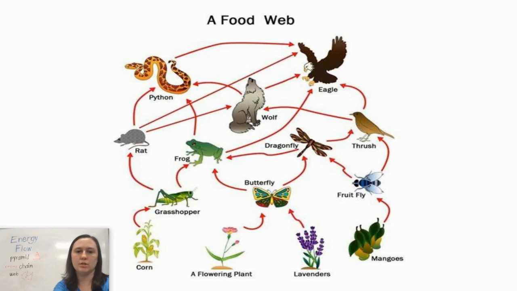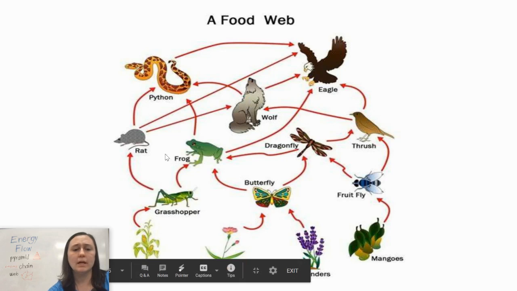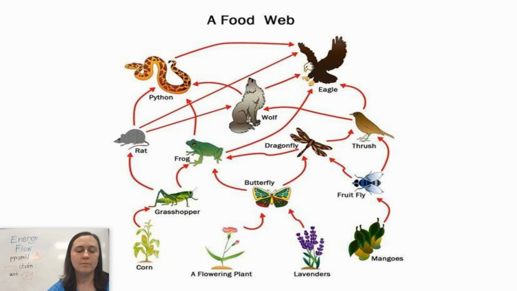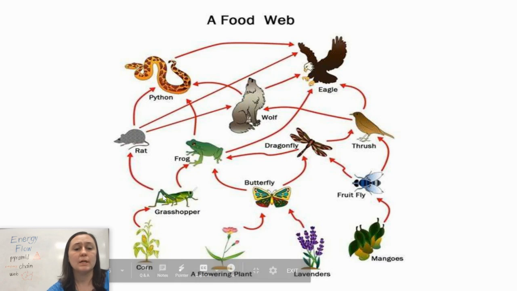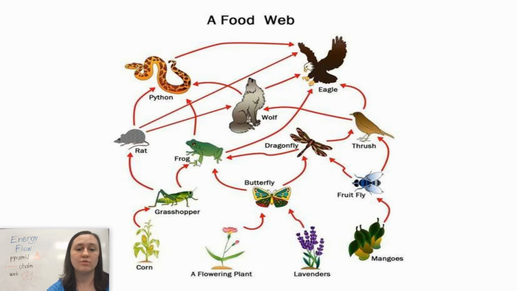So here's a good food web. And notice, no sun, no decomposers. That's fine. Those are just implied. So we have this corn here, and the corn gives its energy to the grasshopper. Then we get complicated. So the grasshopper can either give its energy to the rat or the frog.